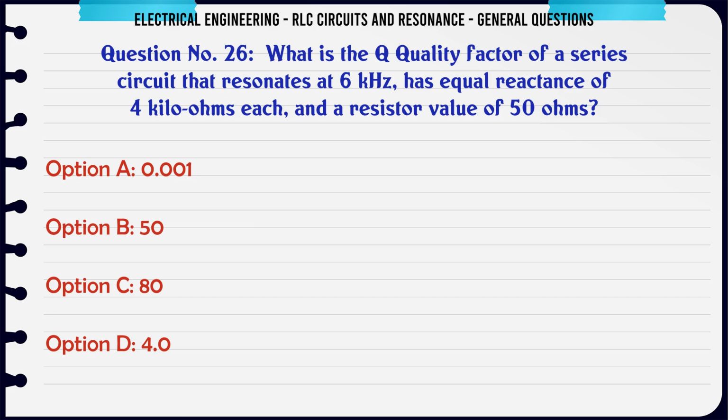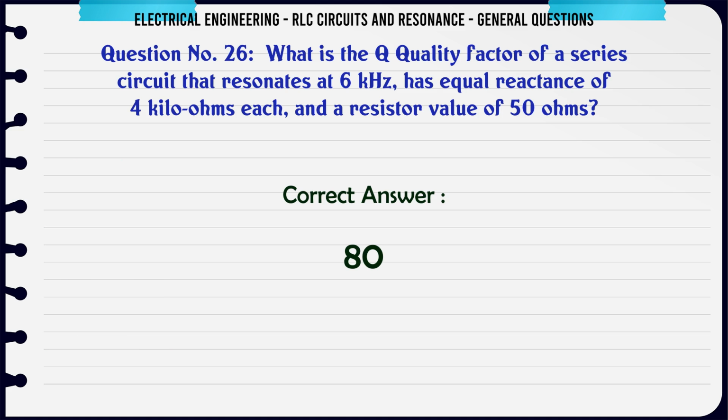What is the Q quality factor of a series circuit that resonates at 6 kHz, has equal reactance of 4 kilo-ohms each and a resistor value of 50 ohms? A. 0.001. B. 50. C. 80. D. 4.0. The correct answer is 80.